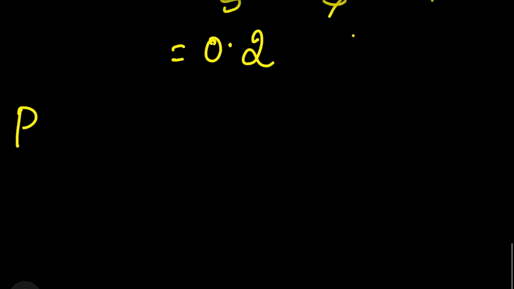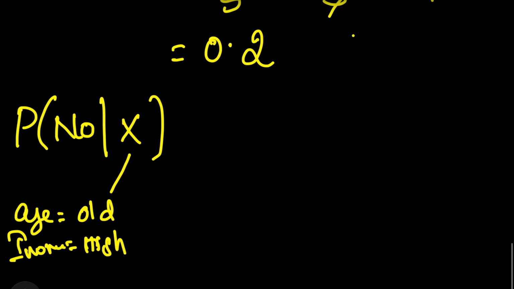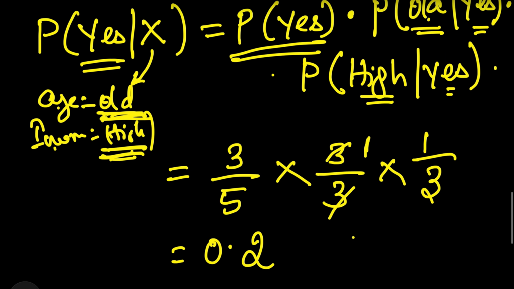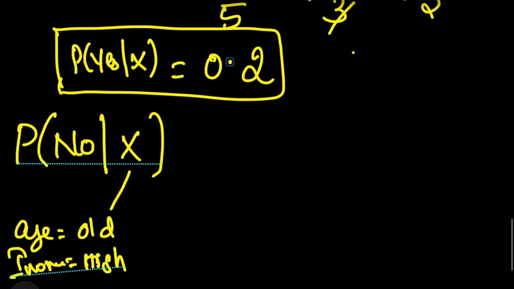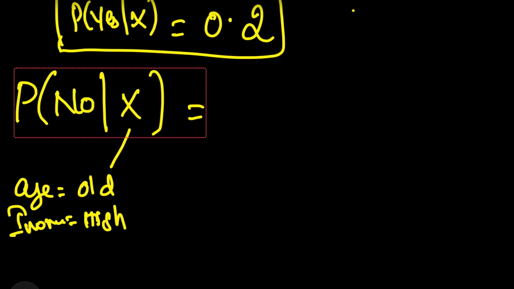Similarly, you have to find for no given the sample. What is X? Age equals old, income equals high. Right? For this, we have already found the probability of yes here. What is the probability of yes here given the sample? It is 0.2. Now we have to find the probability of no for this, so that we can compare and check which is higher, and that will be placed as the class label.